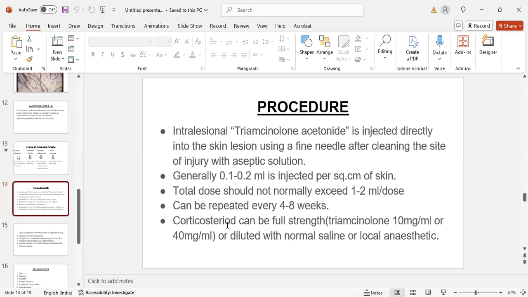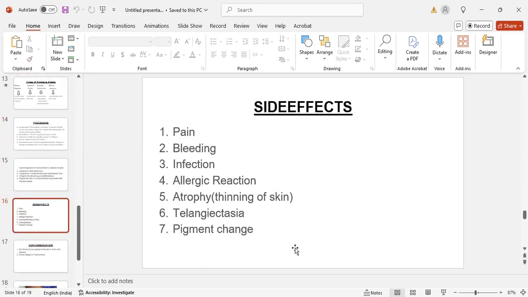Okay. So next is corticosteroid, which can be full strength. You can get 10 mg per ml or 40 mg per ml, or diluted with normal saline or local anesthesia. So you can get a prepared preparation, also diluted. But I prefer using separate. Accordingly, you can use anesthesia or normal saline. It depends upon the doctor, depends upon the patient and how the patient can tolerate it.